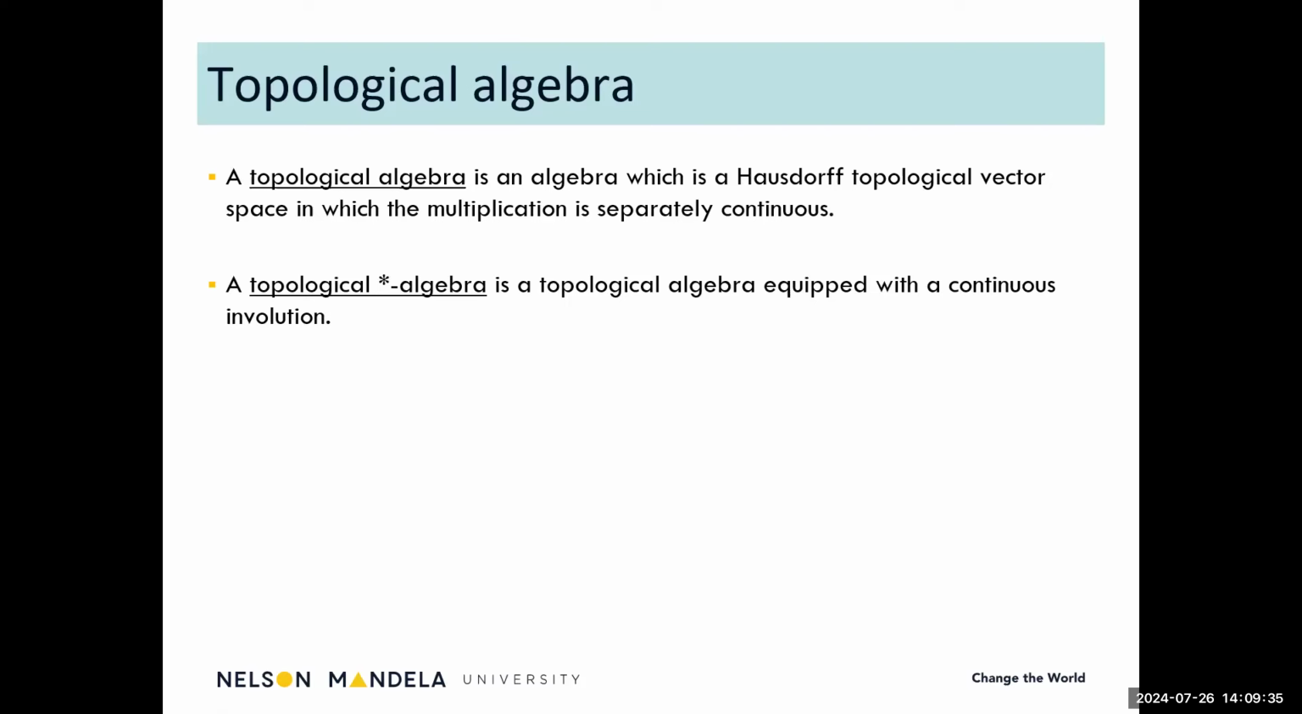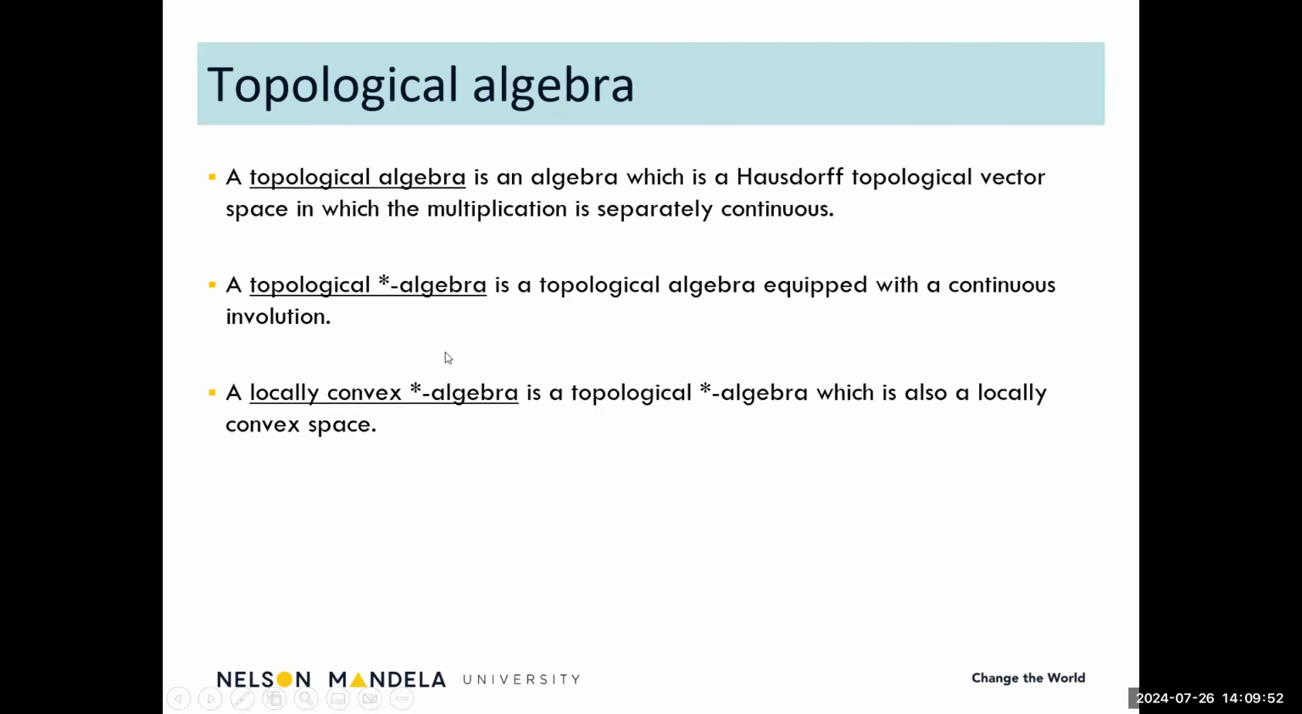In a C-star algebra or Banach star algebra, we also have an involution there. And then we define the involution here in the same way, having the exact same properties. And then finally, a locally convex star algebra will be a topological star algebra, in other words, having a continuous involution, which is also a locally convex space at the same time.